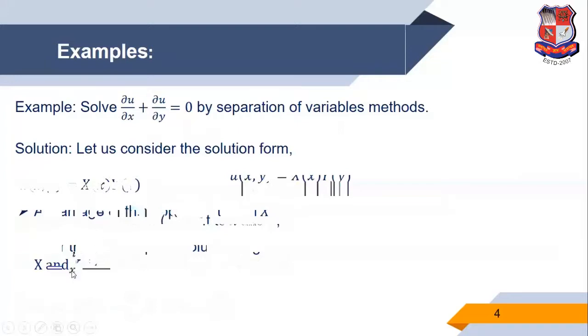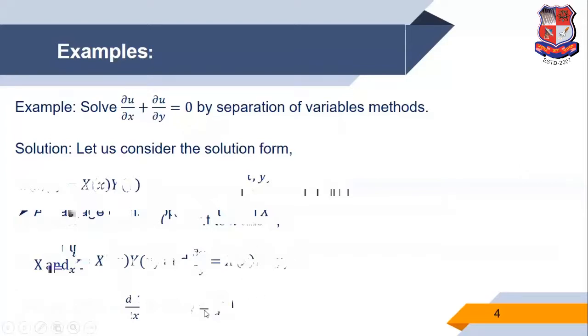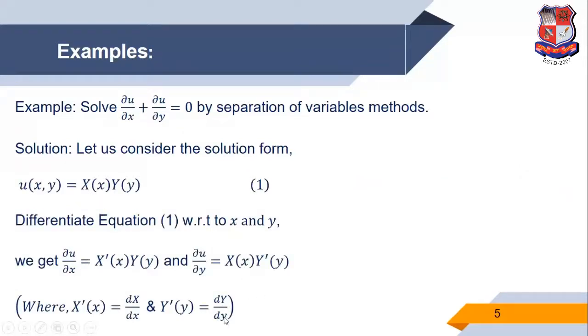Then we get ∂u/∂x = X'(x)Y(y), with y constant, and ∂u/∂y = X(x)Y'(y), with x constant, where X'(x) means the first ordinary derivative dX/dx and Y'(y) = dY/dy, where capital X is dependent on small x, and Y is dependent on small y.